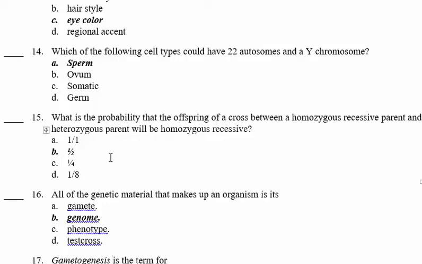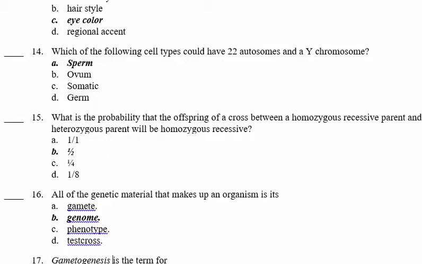15. What is the probability that the offspring of a cross between a homozygous recessive parent and a heterozygous parent will be homozygous recessive? So in this case, it is going to be half. And in order to do this, you need to do the Punnett square and put each parent on each side, and then start doing the cross.